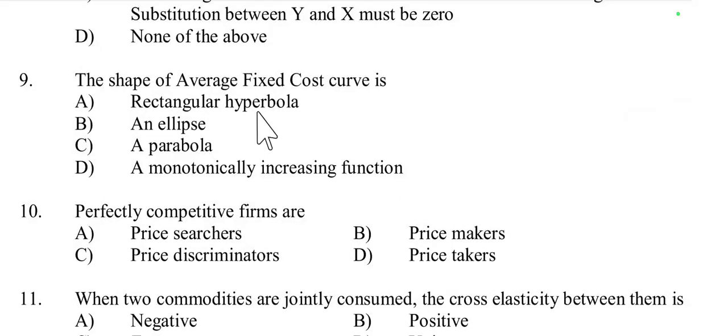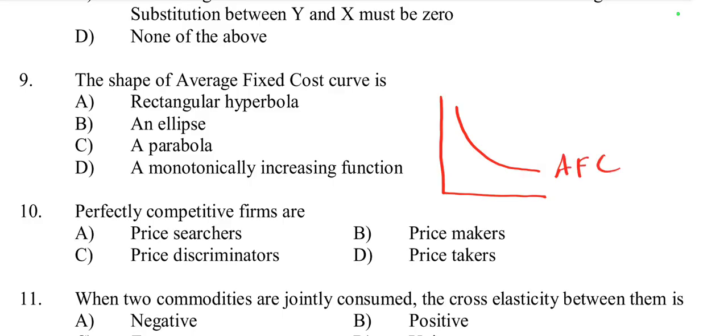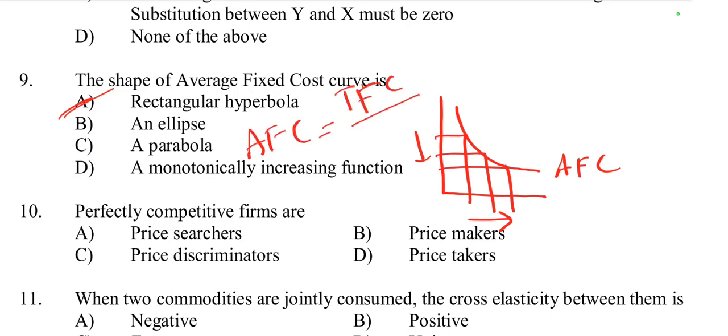Then question number 9: the shape of the average fixed cost curve is rectangular hyperbola, ellipse, parabola, or monotonically increasing function. The AFC curve has this type of shape, called a rectangular hyperbola: one increases, the other decreases. AFC is equal to TFC by Q, total fixed cost by quantity. As output increases, AFC decreases but never becomes 0. This inverse relationship creates the shape of the rectangular hyperbola. So A is the right answer.